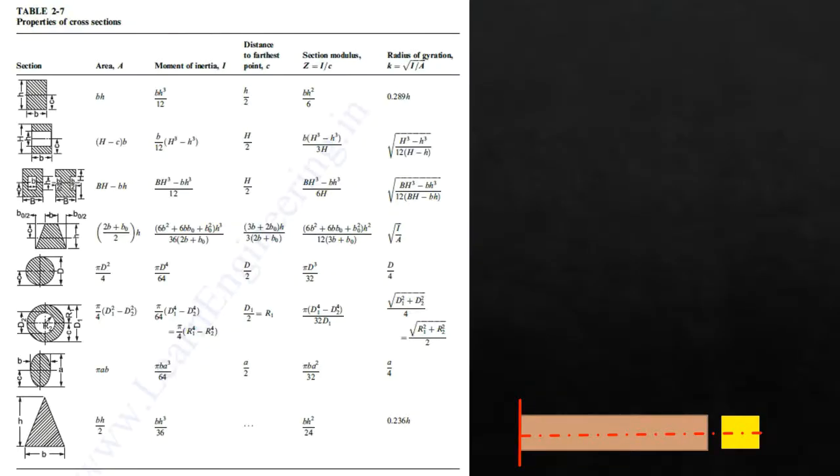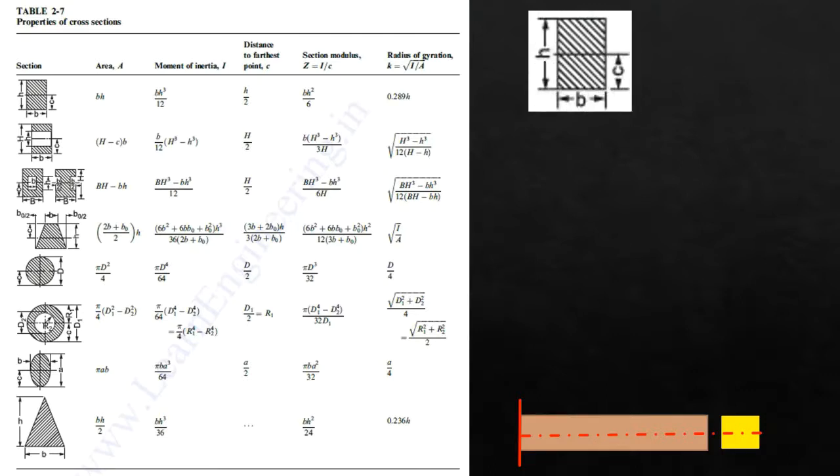Now this table which you see on the screen, we will be making use of to determine the properties of cross sections during bending. Now this table gives the values of section modulus for different cross sections. Also we can see the values of moment of inertia using this table.